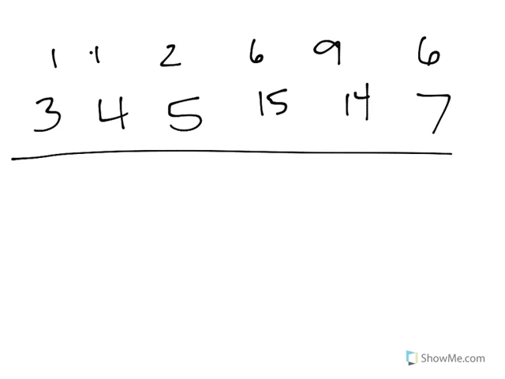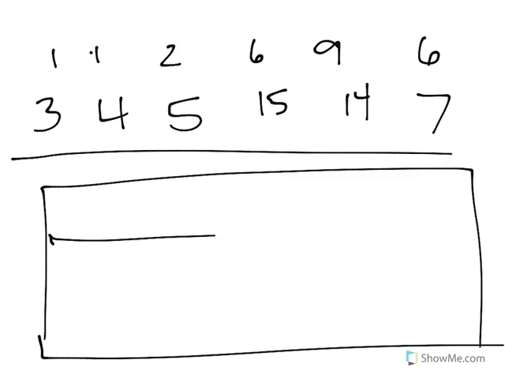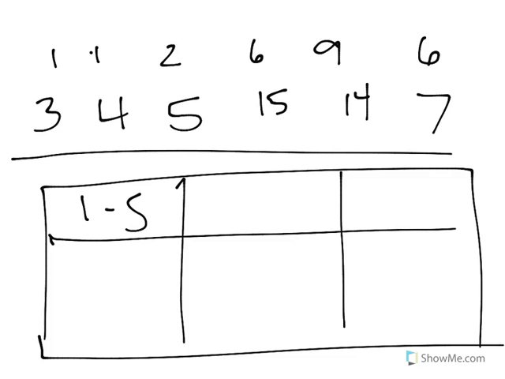The other important thing today is making a frequency table with intervals. All we're going to do is make a little table down here. We're going to look at these numbers and split them into frequencies, or into groups. Our lowest number is 1, our highest number is 15. So I'm going to split these up into groups of 5. I'm going to say 1 through 5 is a group, 6 through 10 is a group, and 11 through 15 is a group.